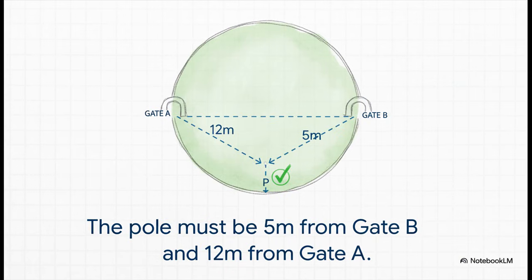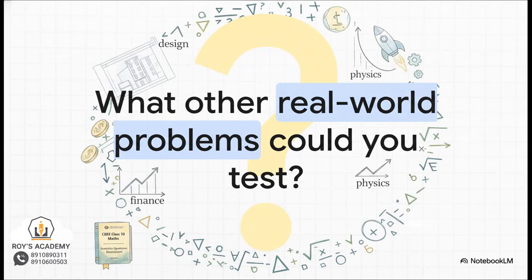And just to wrap up the story, if we did solve the equation, we'd find that the valid distance for x is 5 meters. That means the pole should be placed 5 meters from gate B, which would make it 12 meters from gate A, and the difference is exactly 7 meters. Perfect. So you see, the discriminant is more than just a piece of a formula. It's like a feasibility check. It tells us if a solution is even possible before we waste time looking for it.